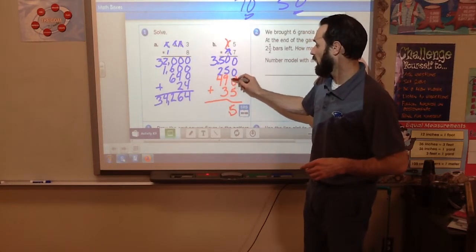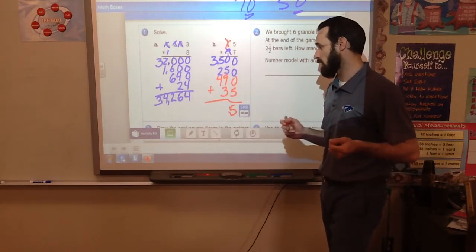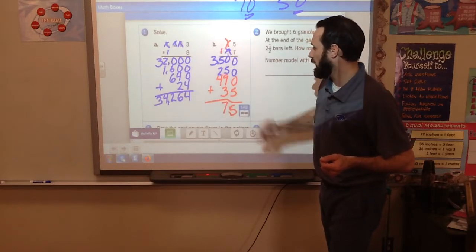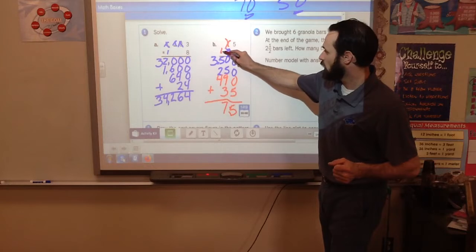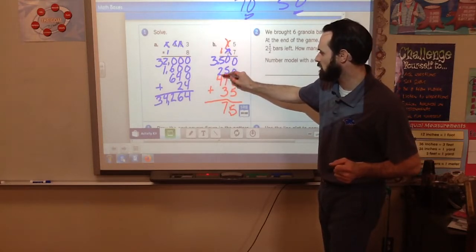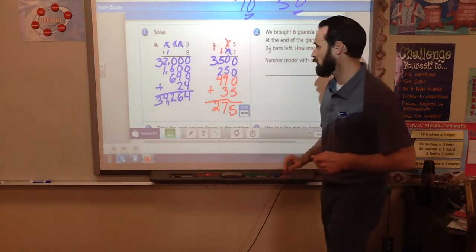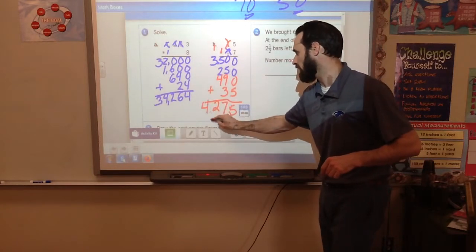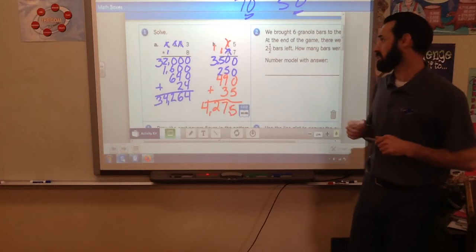Okay, 3 and 9 I think I would do first here. That would get me 12. 12 plus 5 is 17. Bring my 100 up here. Oh hey, I can make a group of 10 here. 1 plus 5 is 6. 6 plus 4 is 10. 10 plus 2 is 12. Carry my 1,000 over. 1,000 plus 3,000 is 4,000. So the answer for the second one is 4,275.